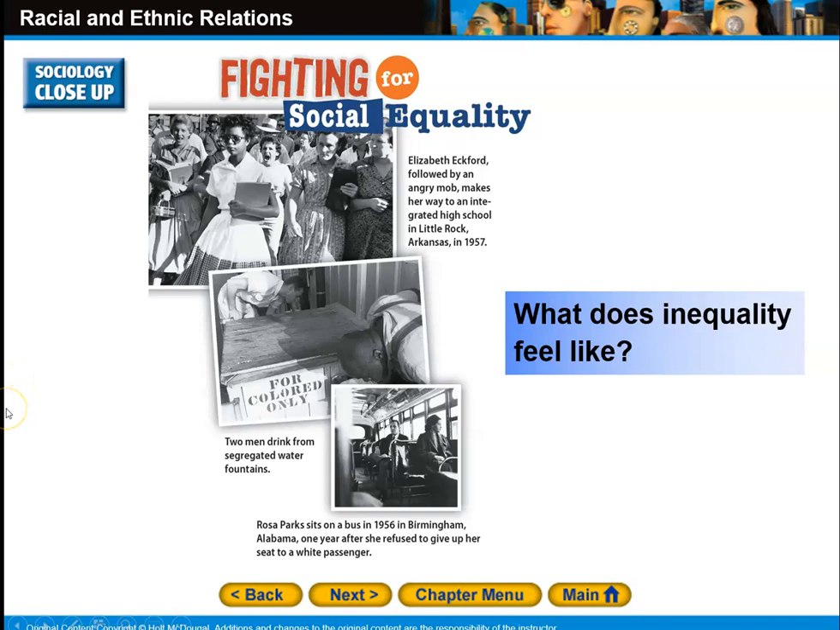And Rosa Parks sits on the bus in 1956 in Birmingham, Alabama, 1 year after she refused to give up her seat to a white passenger. Okay, so then this led to the famous bus boycott and things like that.